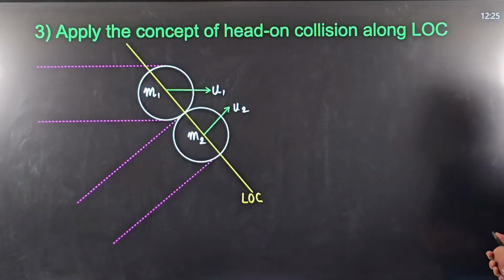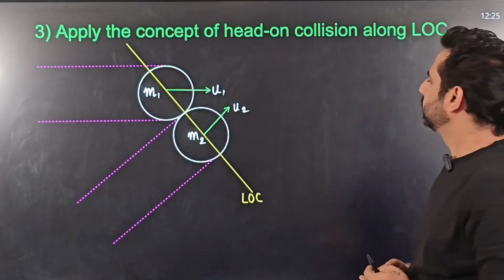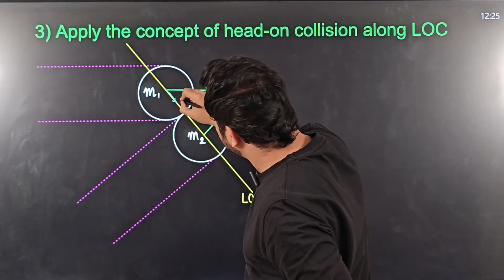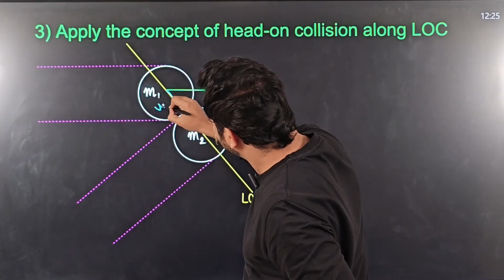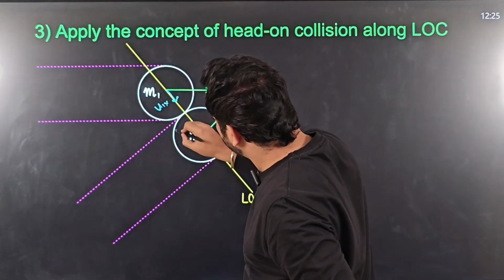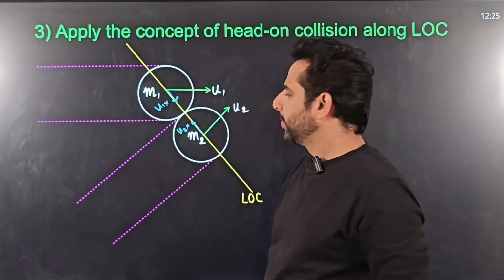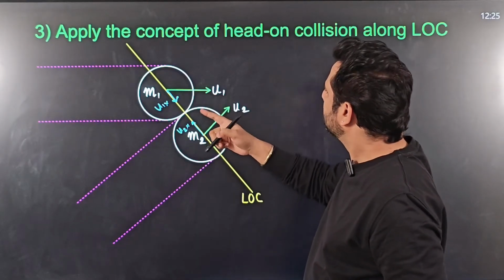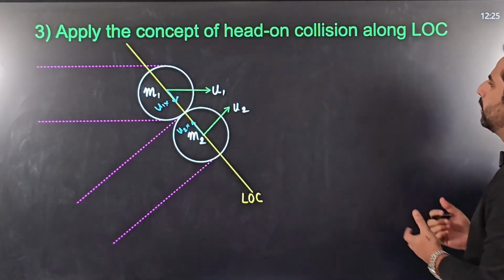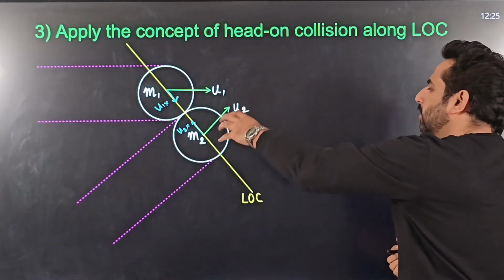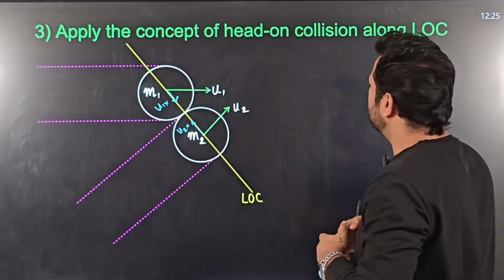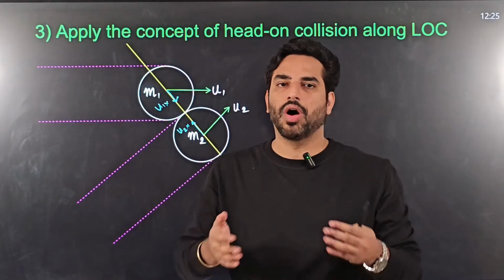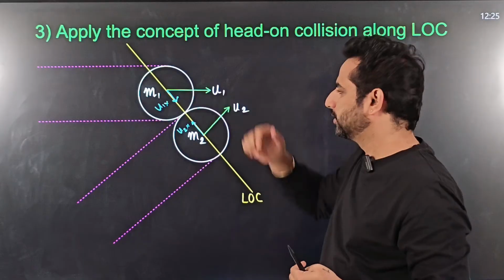Third step, apply the concept of head-on collision along the line of impact. So what we got is, this is U1x and U2x. These are the components of velocities along the line of collision. So third step is to apply the concept of head-on collision along the line of collision. As far as the concept of head-on collision is concerned, we do not bother about the perpendicular components. All we need is this U1x and U2x.